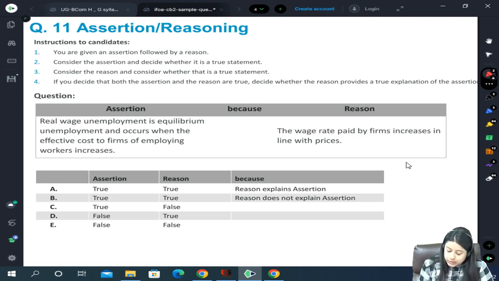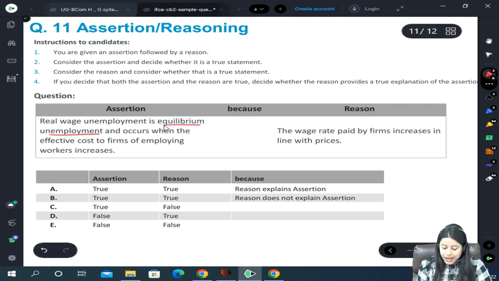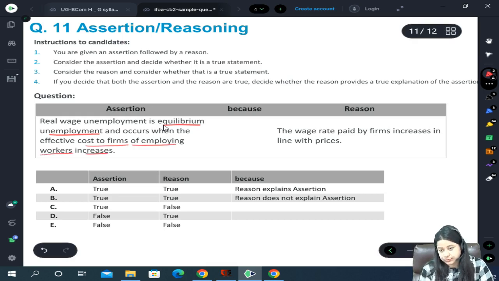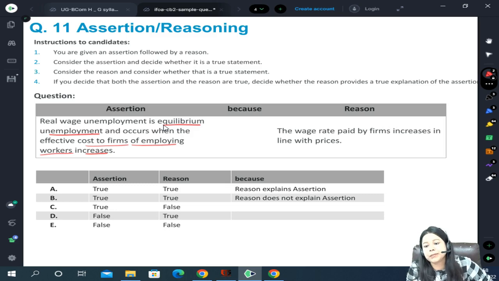Real wage unemployment is equilibrium unemployment and occurs when the effective cost to firms of employing workers increases. First of all, equilibrium unemployment and real wage unemployment is not the same. What was equilibrium unemployment? Structural problems, frictional unemployment, right? And what was disequilibrium? Disequilibrium unemployment is demand deficient unemployment. Okay, this is again the macro portion. Let's see, so is this statement true? First tell me, is this statement true or false?